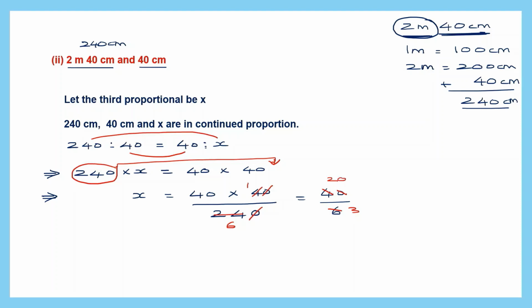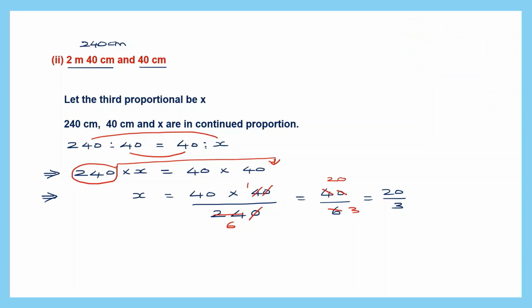So what do we have here? We have 20 by 3, which is an improper fraction. So we'll convert it to a mixed number. So let's divide 20 by 3. 3 sixes are 18, 20 minus 18 is 2. So here we have a mixed number 6, 2 by 3. So 20 by 3 is 6, 2 by 3.